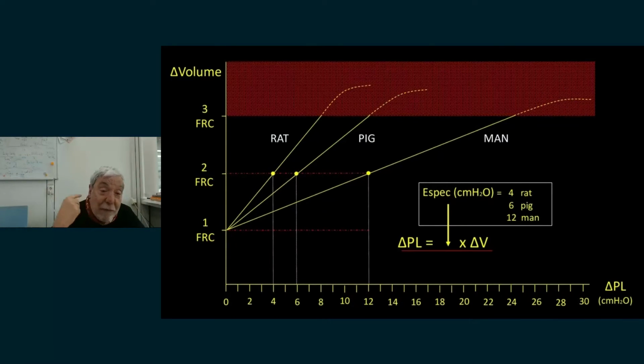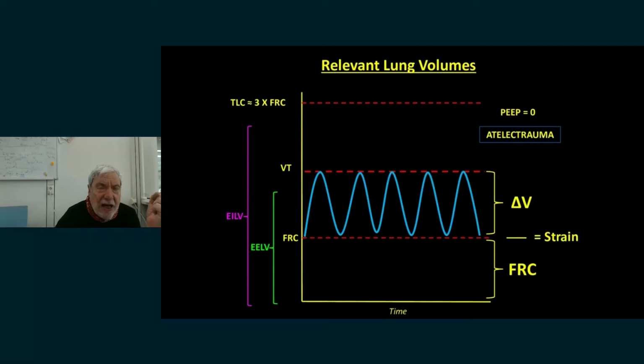It's completely different from pig. It's completely different from rat. Because the human and pig and rat characteristics of the lung are different. They reach their own total lung capacity a different way. Why do I insist on total lung capacity?